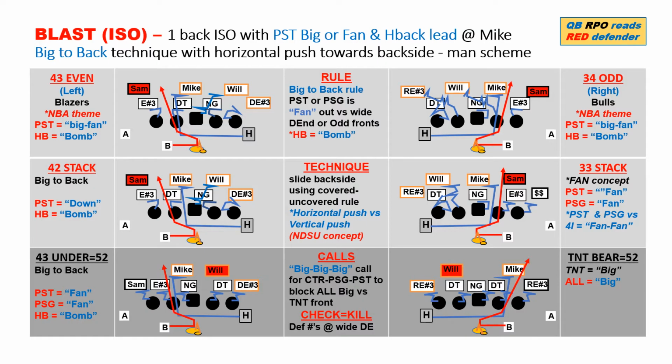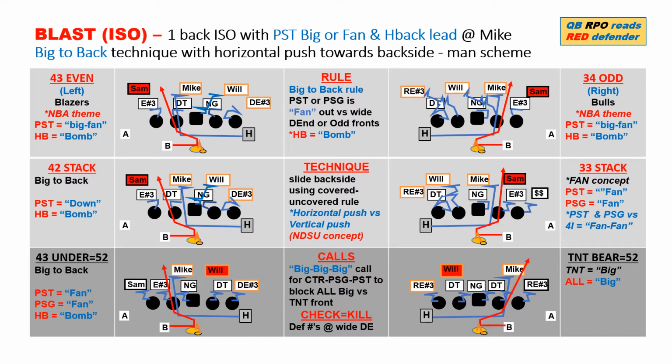Okay, now that you've seen a visual of the blast counter RPO, let's go through the offensive line technique and calls. We use what's called a big to back technique here, meaning if you are covered, you're going to block big on big. If you're uncovered, you're going to block back.